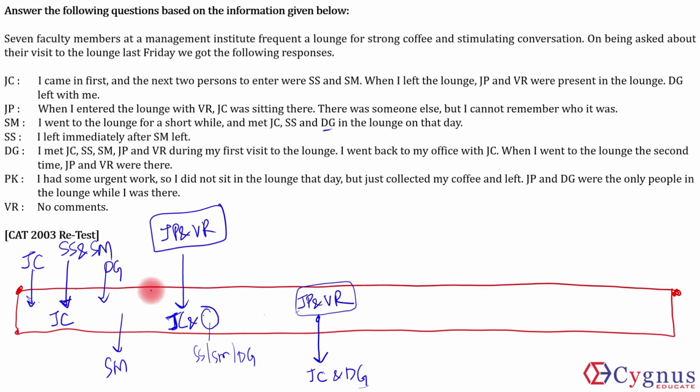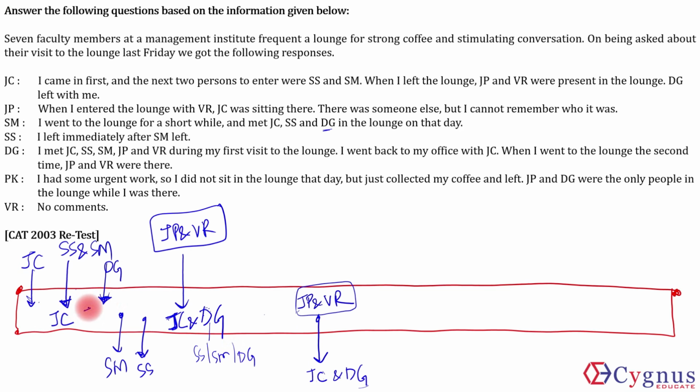And SM would have left before JP and VR came in, correct? If SM left after JP and VR came in, he would have met JP and VR also, but that's not the case. So that means SM left before JP and VR came in, and before SM left, DG also came in. Fine. Next is SS. SS says I left immediately after SM. SS went away immediately after SM. Okay. So now the second person which JP was talking about would be DG here. So JC came in, JC was already here.